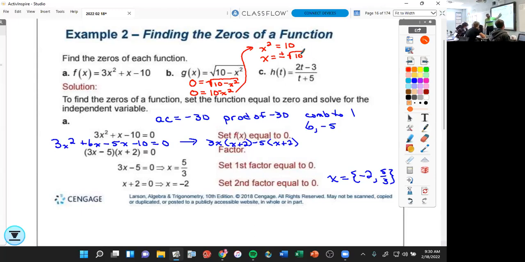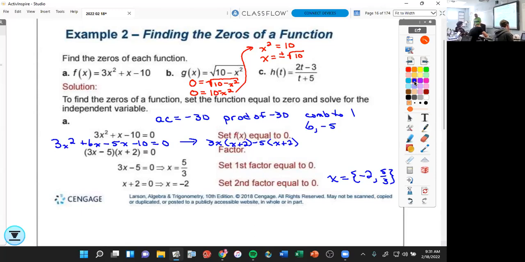Okay. If I went inside here and put in, if x was positive square root of 10, what happens when you square positive square root of 10? You get 10. And 10 minus 10 is 0. What happens when you square negative square root of 10? You still get 10 because it's a negative times a negative. Negative times a negative is a positive, right? So I get 10 minus 10 again, which is 0. So the answer to part B is plus or minus the square root of 10.